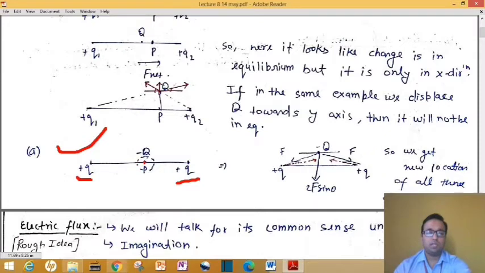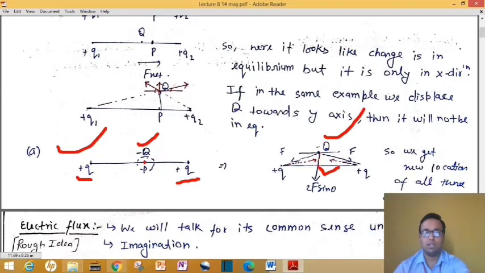And if both charges are equal, then at point P your electric field will be 0, and we can say by symmetry that P will be the midpoint. Suppose I have a minus q charge over here. Now you have to tell me what happens if you lift this minus q, as in the second figure, in the y direction.